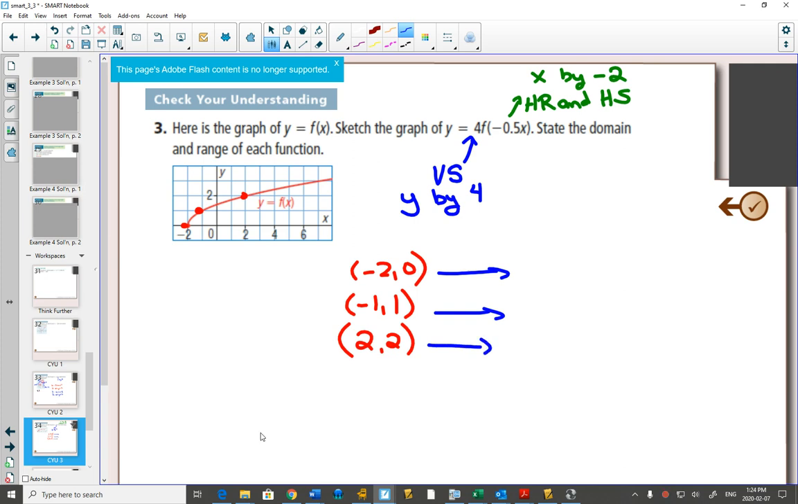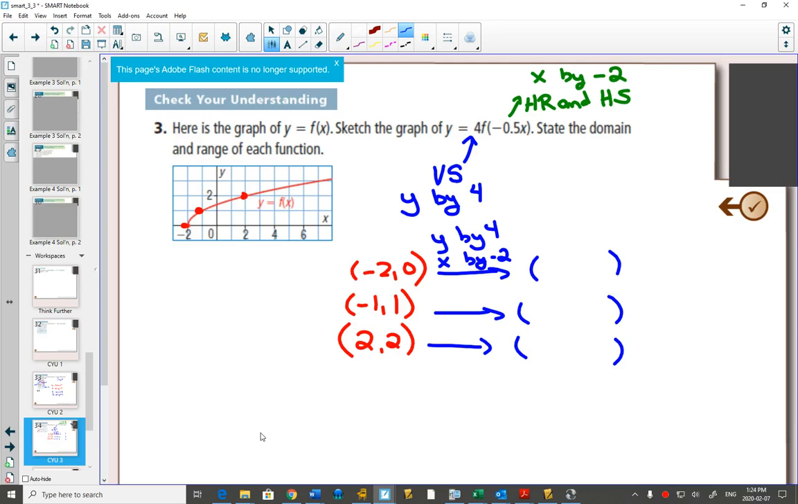And then I'm going to draw arrows here to show those points are changing. And above those arrows, I'm going to say what's going to happen. So for example, we already wrote down that we need to multiply y by 4 and x by negative 2. And we're going to see where these points go.